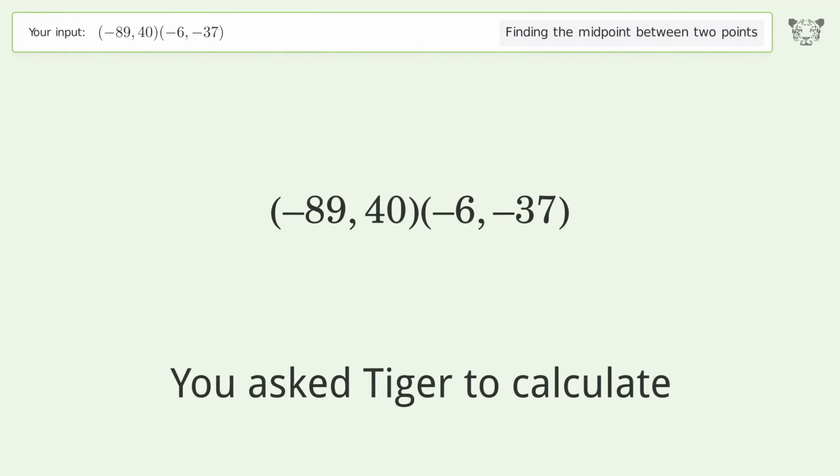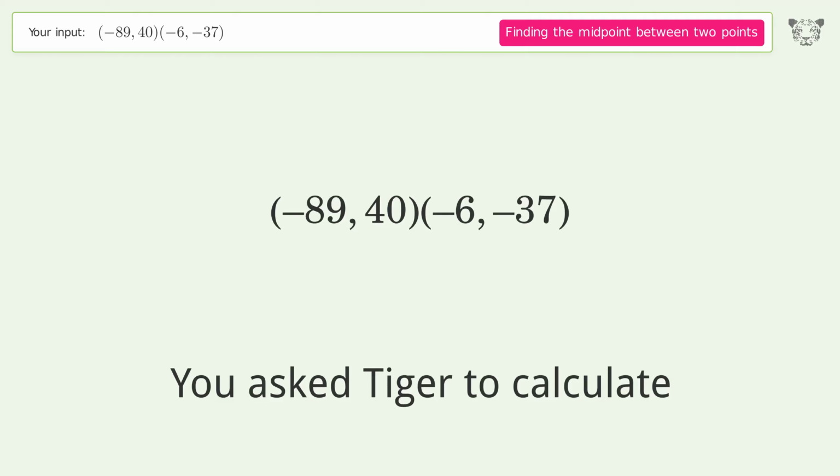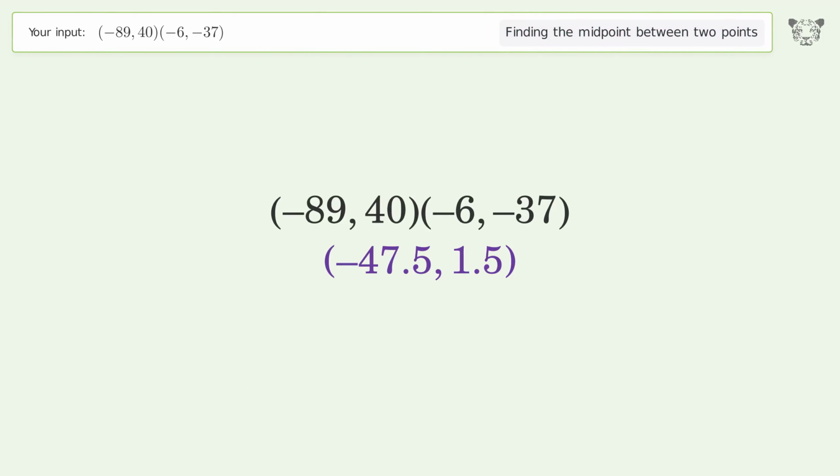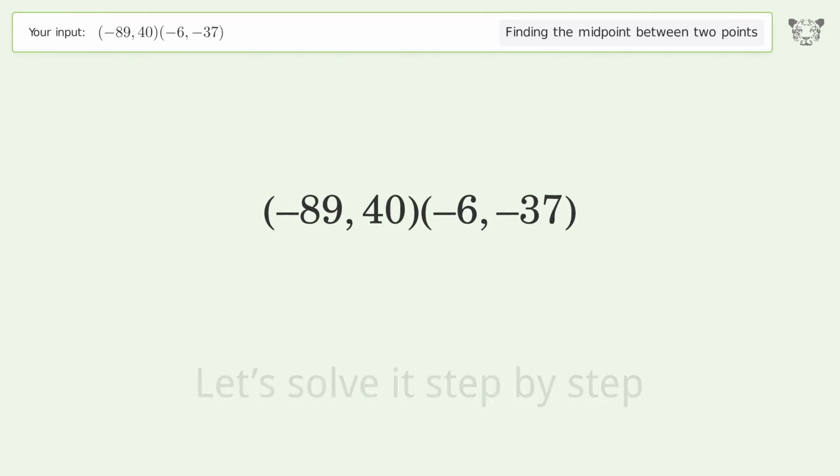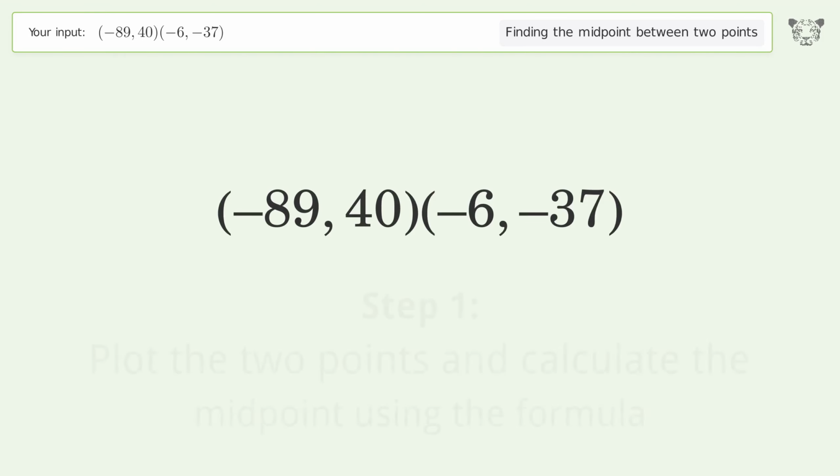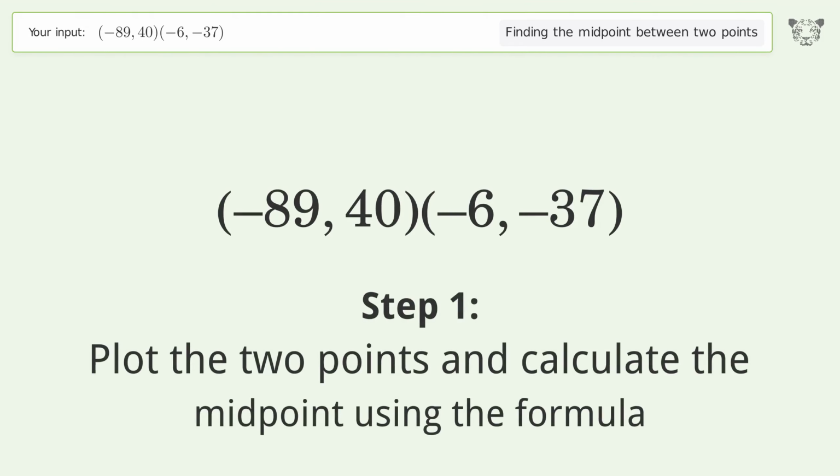You ask Tiger to calculate. This deals with finding the midpoint between 2 points. The midpoint between the 2 points is negative 47.5, 1.5. Let's solve it step by step. Plot the 2 points and calculate the midpoint using the formula.